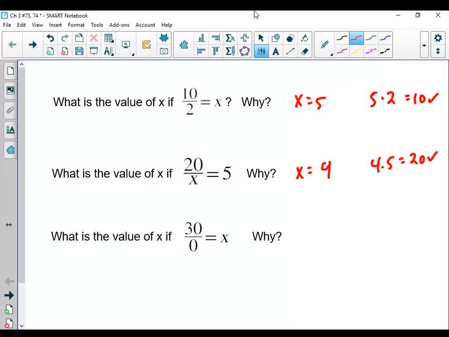The 30 divided by 0 is equal to x. What's x here? And what does that mean? No possible answer. You know what's coming next, right? Why? Yeah, if we followed this same pattern, we said, well, if it really works, I should be able to take this number times the answer, and it should give me my initial value up here. So in this case, I'm trying to take 0 times something and end up with 30, and we know that's not possible with any real numbers, right? So we have an undefined value there.